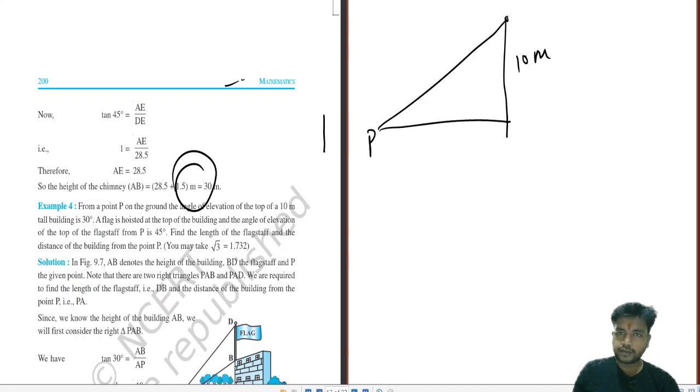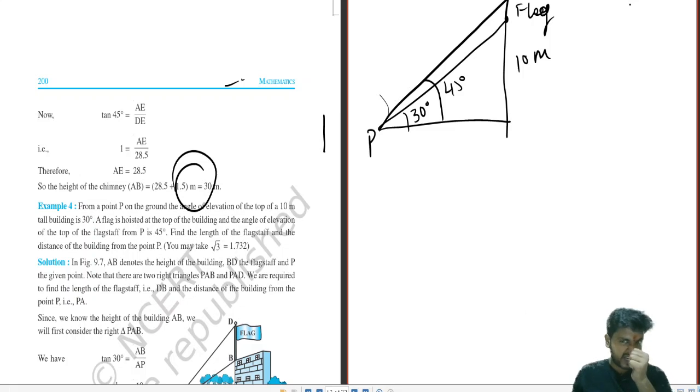I am looking at over here on the top of a 10-meter building. The angle of elevation is 30 degree. Make it very clear. A flag is hoisted at the top of the building and the angle of elevation of the top of the flag staff is 45 degree. Now, common sense says the 45 degree will go from a bit up. That is, this is 45 degree. This is the flag. Obviously, you can take the help of Rashtrapati Bhavan or any sort of a building which has an Indian flag hoisted on the top. Obviously, I will take Indian flag.